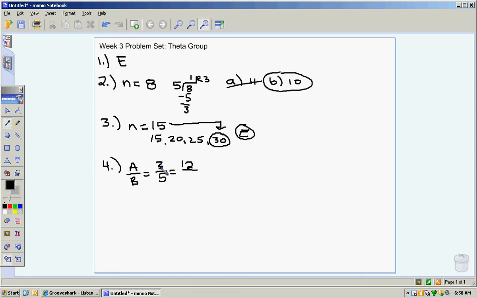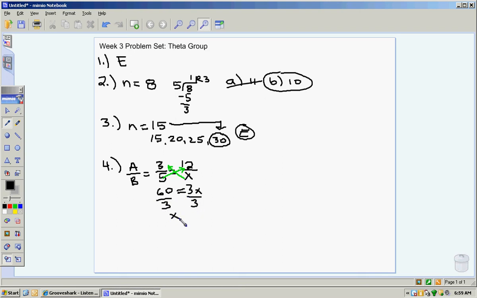Now we don't know how much of liquid B we have, so we call that X. Then we are going to cross multiply diagonally up for each one of these. So 5 times 12 is 60, and that is going to be equal to 3x, and simply dividing by 3 on both sides, we get x equals 20.